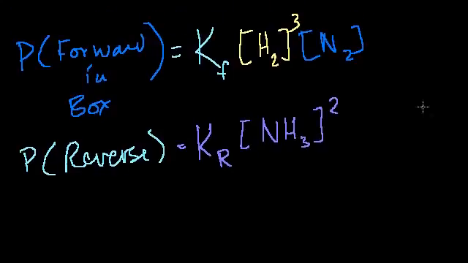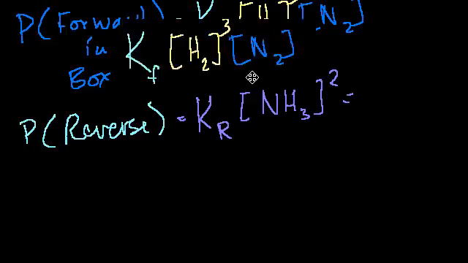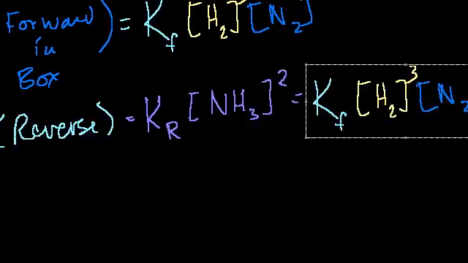And when we're in equilibrium, these two things, the probability of having a forward reaction in the box is going to equal the probability of a reverse reaction in the box. So these two things are going to equal each other. So this is going to equal, I could just copy and paste it, that up there. There you go.